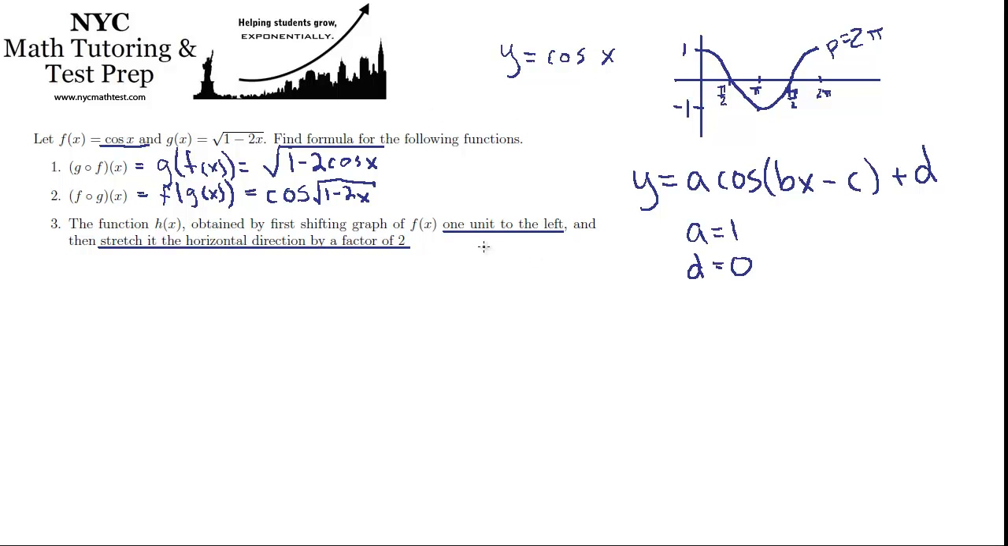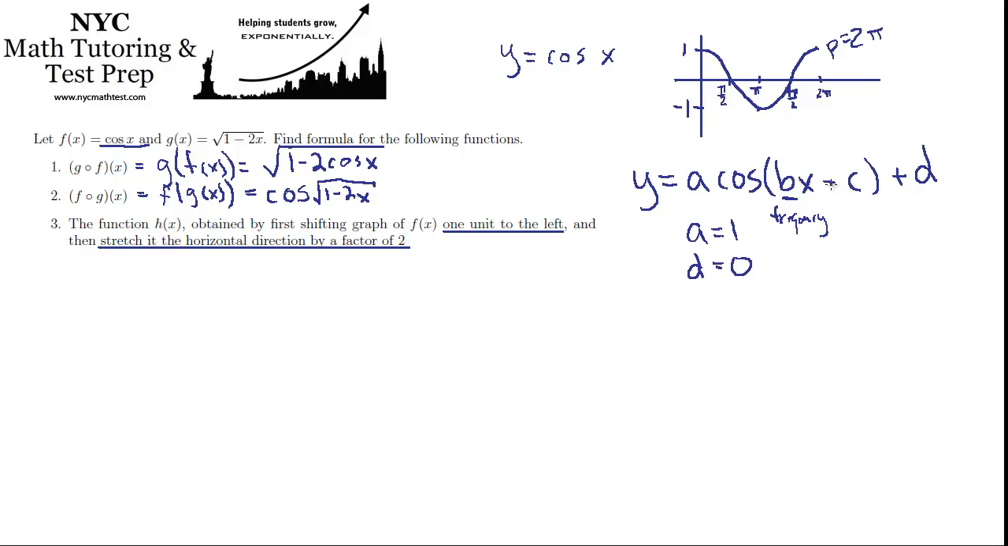What we do have to take account of is the fact that it's going 1 unit to the left. So there's going to be a C value, and we have to find out what that is. And it's going to be stretched in the horizontal direction, so there's going to be a B value. We need to know what that is. And B is often called the frequency. So let's do C first. I think that's the easier one.